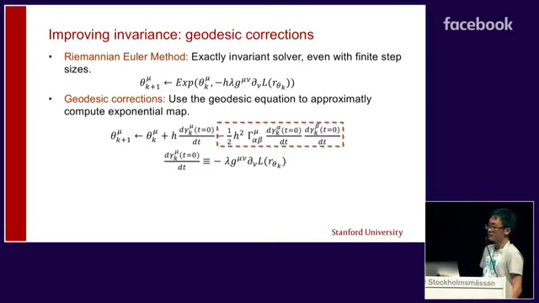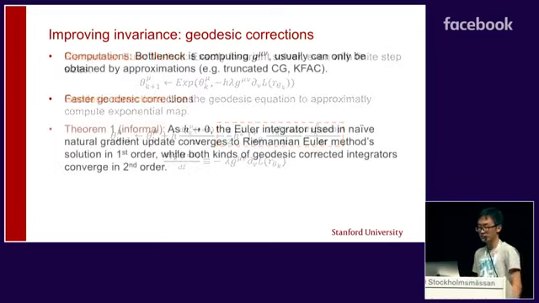So we propose to leverage the geodesic equation to approximate the exponential map in second order. From this update rule, we can see that our update rule with geodesic correction is basically a combination of the natural gradient update and a geodesic correction term. Here, the first two terms are exactly the natural gradient update, and the last term is something we add to it to make it more invariant.